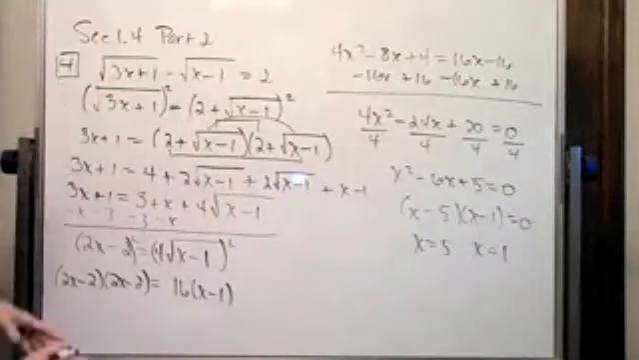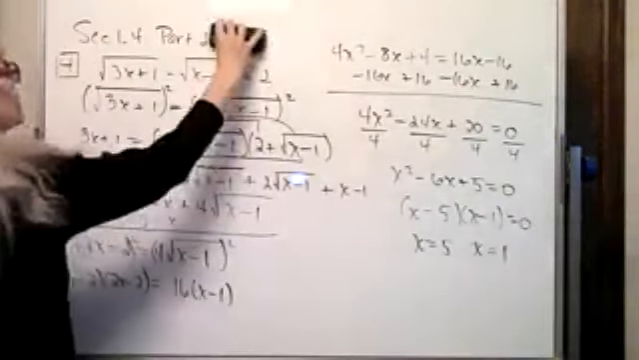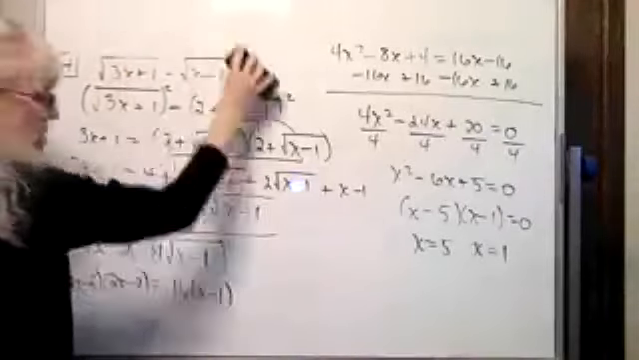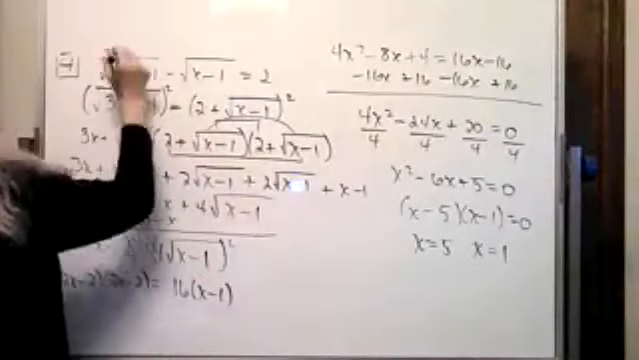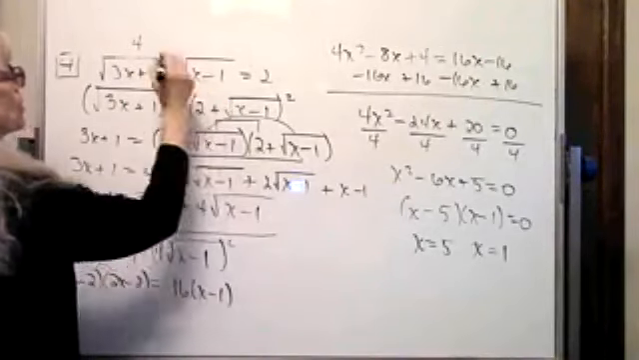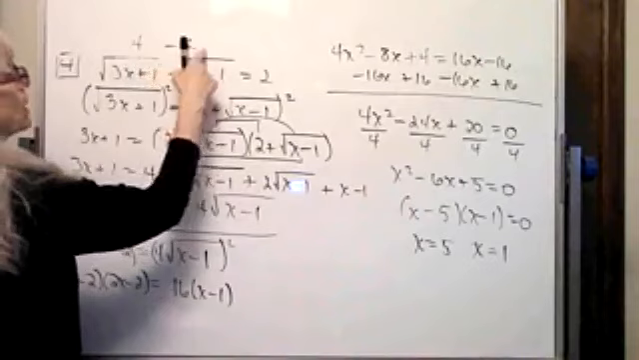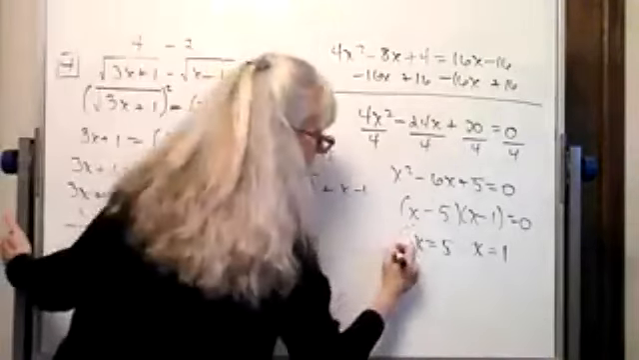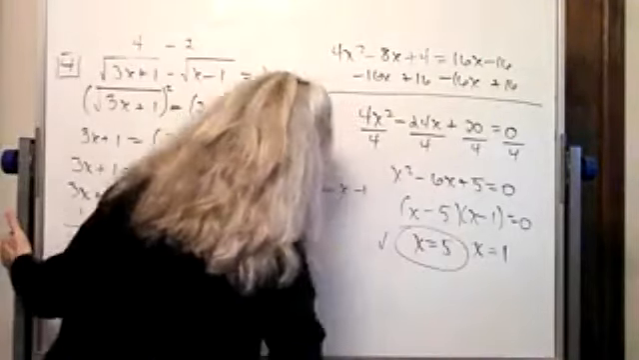So 3 times 5 is 15. 15 plus 1 is 16, and the square root of 16 is 4. So when I plug in the 5, I get a 4 in that first radical. 5 minus 1 is 4, square root of 4 is 2. And sure enough, 4 minus 2 is 2. So this one works, it's good. We've checked it. Now let's check the 1.